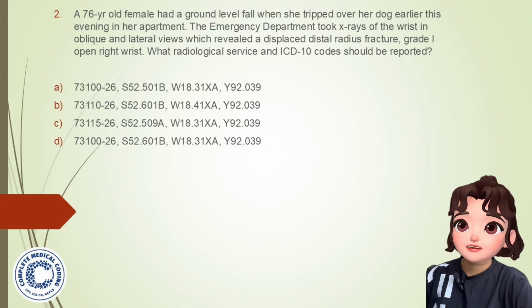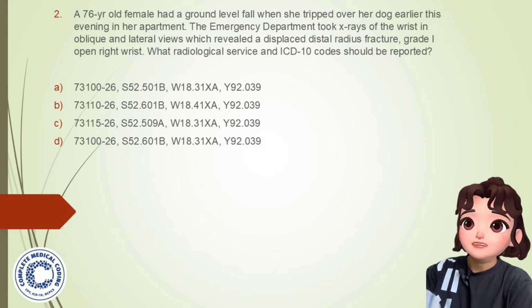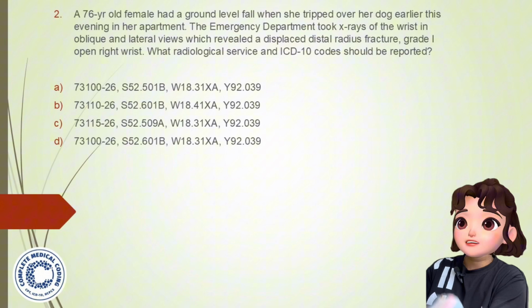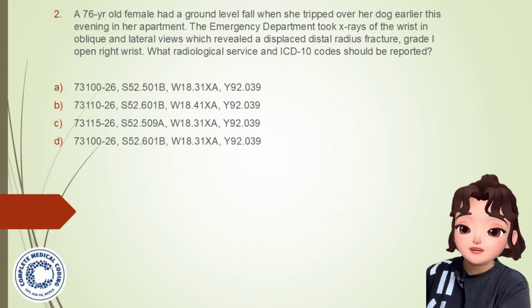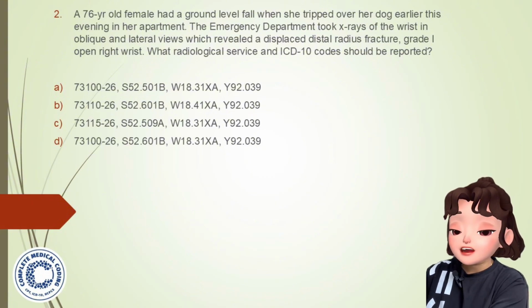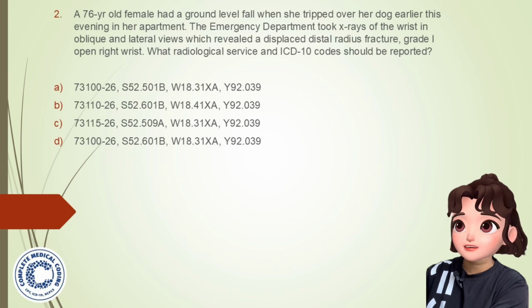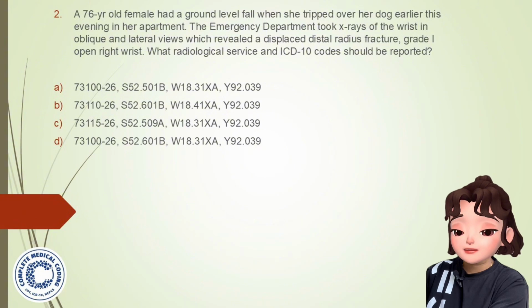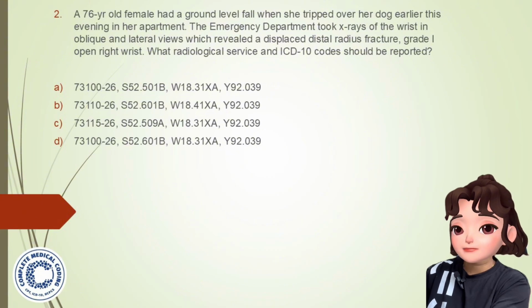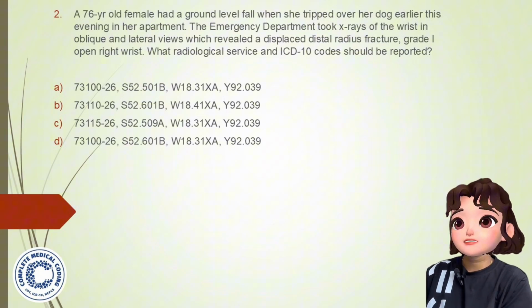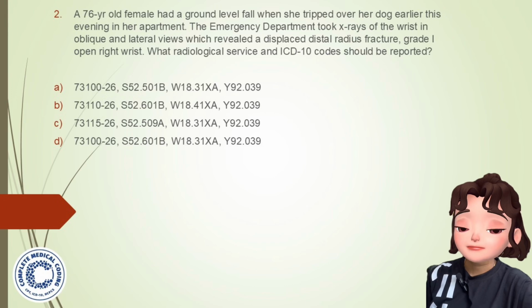We need radiological examination of the wrist itself, right? If you want, you can check the other options also. For CPT code 73110, what is 73110? Radiological examination, complete, 3 views. Now here only oblique and lateral views were done, so only 2 views were performed. And CPT code 73115 means wrist arthrography. This is not wrist arthrography, this is just a radiological exam, X-ray only. So our CPT code will be 73100 with modifier 26.